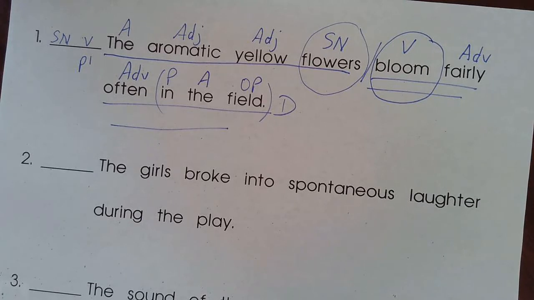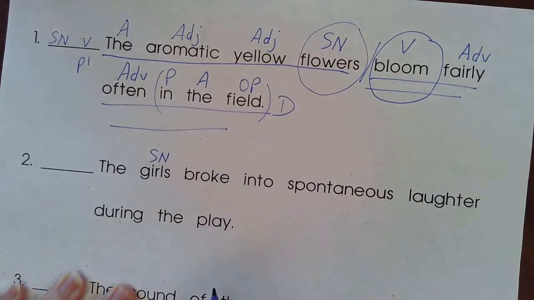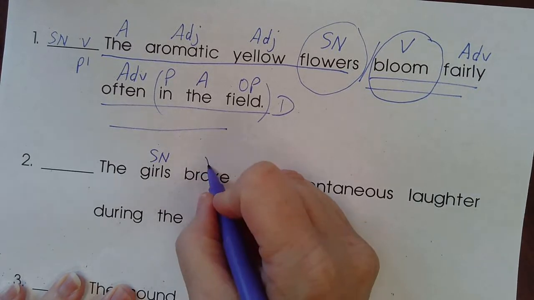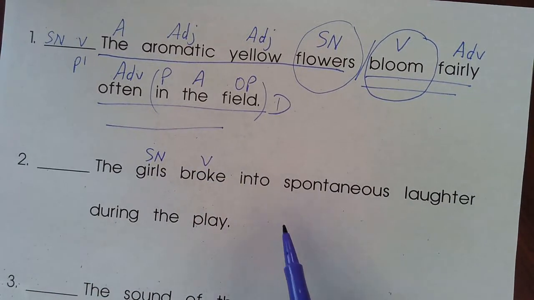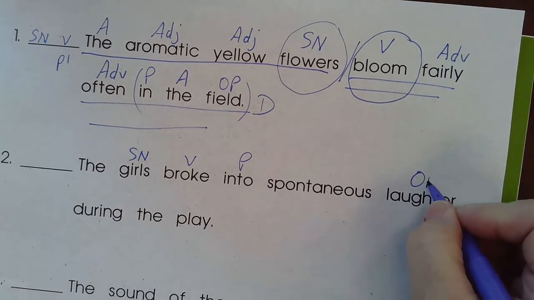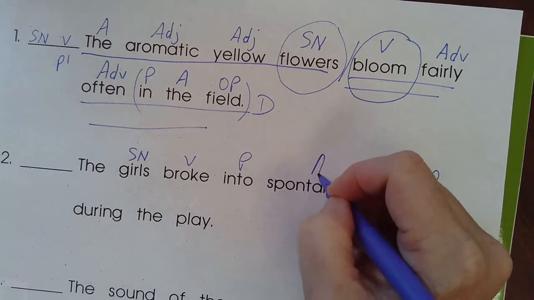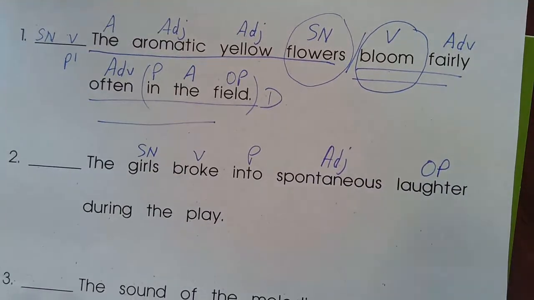All right, look at the next sentence. The girls broke into spontaneous laughter during the play. Read it with me. The girls broke into spontaneous laughter during the play. Who broke into spontaneous laughter during the play? Girls, subject noun. What is being said about girls? Girls broke into preposition. Into what? Laughter, object of the preposition. What kind of laughter? Spontaneous, adjective.